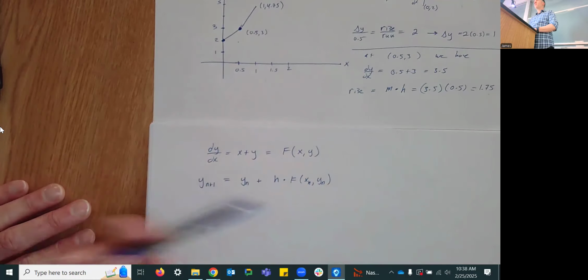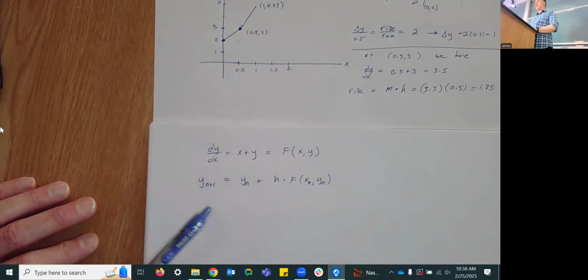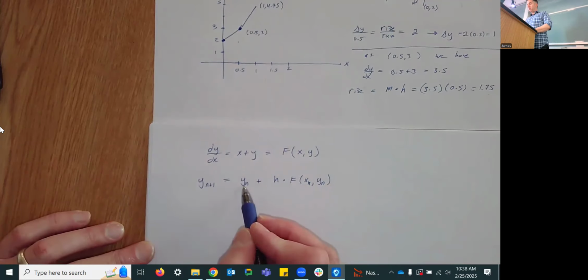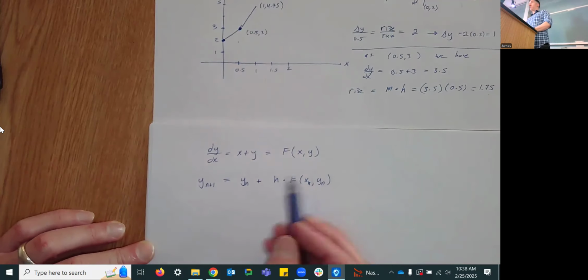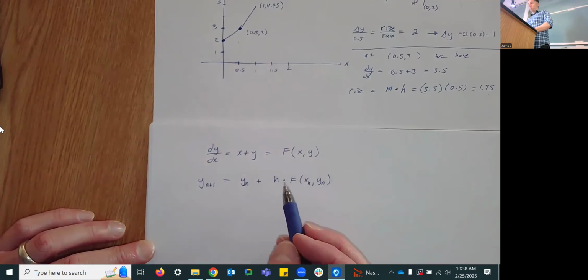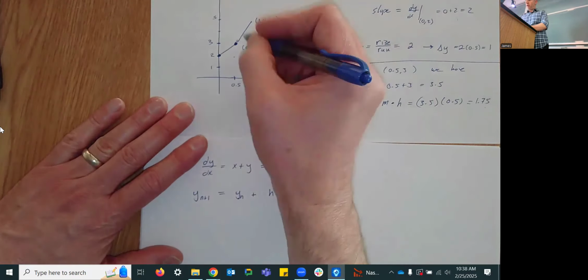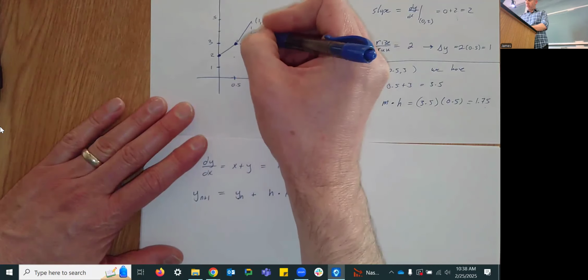When I first saw this formula, I didn't really understand what was going on there. But now that I've thought about it, I'm like, oh yeah, you're just taking your old y value, adding on however much you're increasing the y part by, which is just your slope multiplied by your run, right? Here's our run, here's our rise.